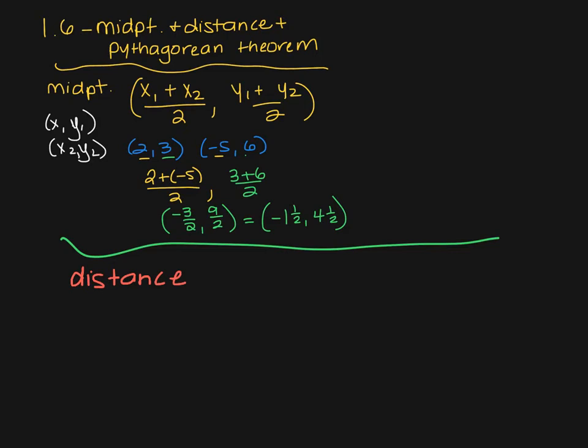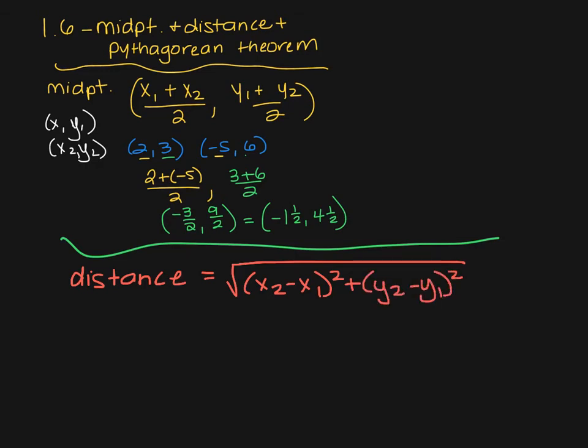And again, this would be between two coordinate points. So if you've got two endpoints, like 2, 3 and -5, 6, and it asks you to find the distance between them or the length of the segment that connects them. The formula is the square root of (x2 minus x1) squared plus (y2 minus y1) squared.